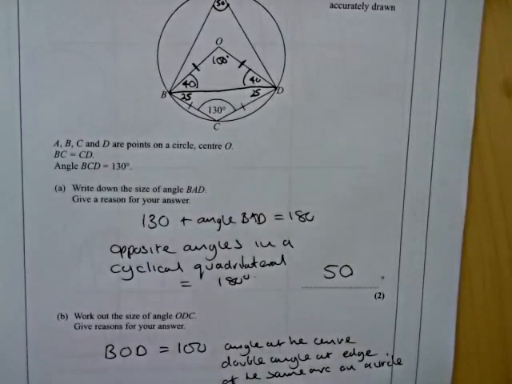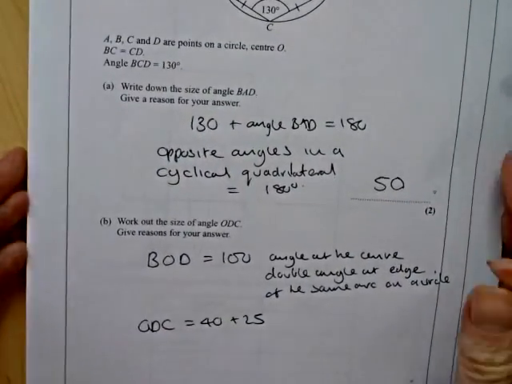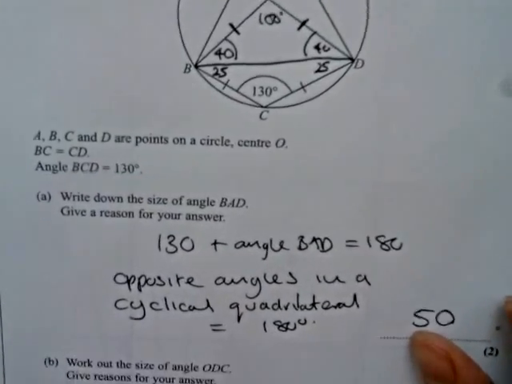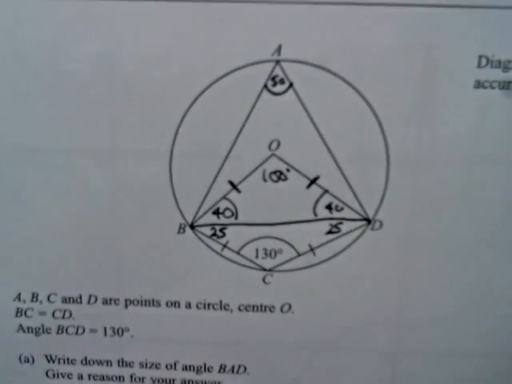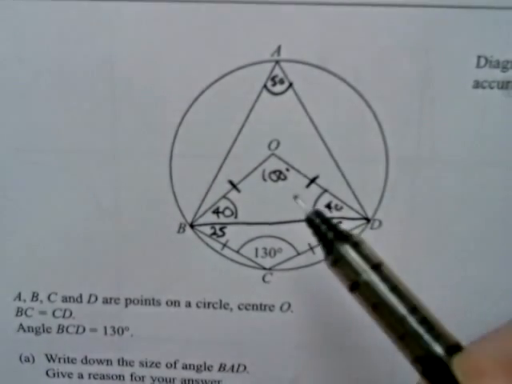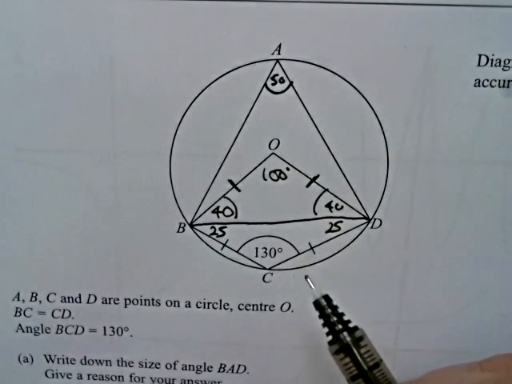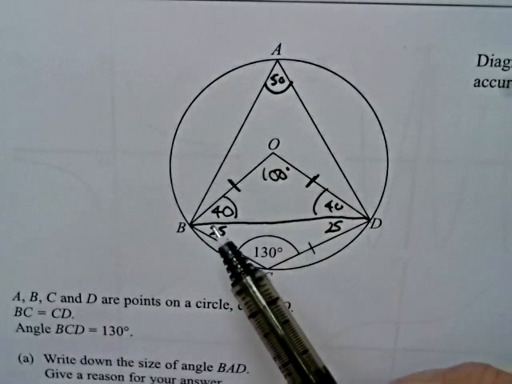So ODC equals 40 plus 25. And I'm writing that off the page, so let's straighten that out for you. So ODC, we'll write it up here next to the diagram itself. We'll come a bit closer to the diagram so you can see everything. Let's get that right. So we've got ODC. ODC consists of two isosceles triangles.